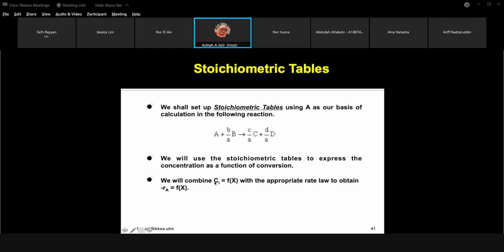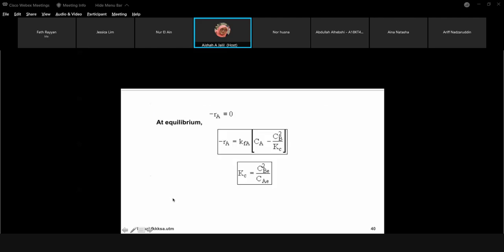Why do you have to express C in terms of X? Because lastly you want to express negative rA in terms of X, and then you can put the rA in any mole balance equation, and then you can calculate for the time, or for the volume, or for the k, like this one.